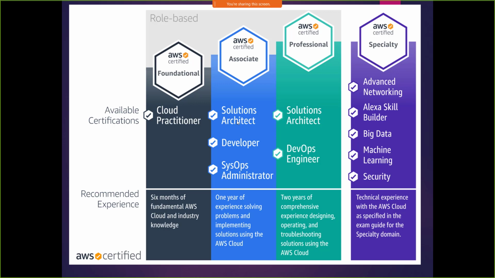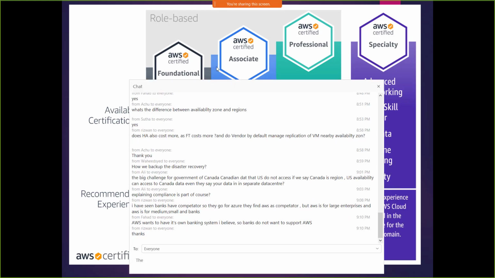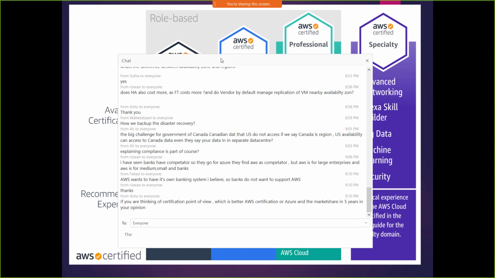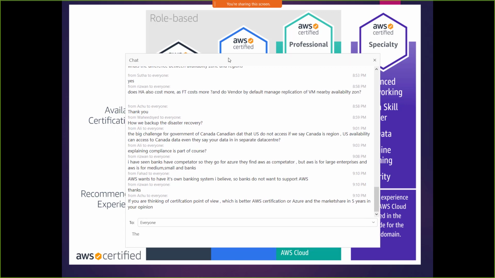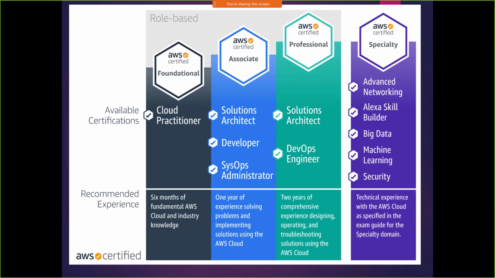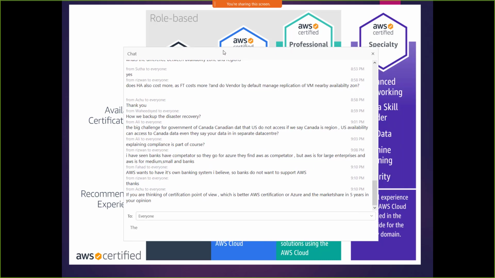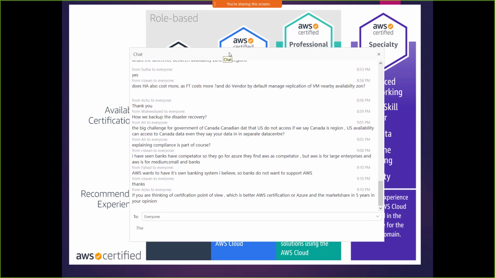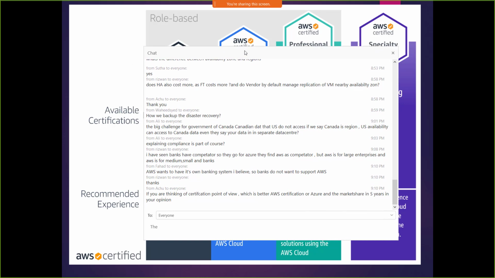So Fahad says here in chat, AWS wants to have its own banking system, I believe. So banks do not want to support AWS. Now that's something kind of non-technical. But if they want to have their own AWS bank as well, then they're going to be a competitor. For now, I know lots of banks have AWS plus Azure, but AWS is where their main critical workload is, because this is still the most stable cloud platform.